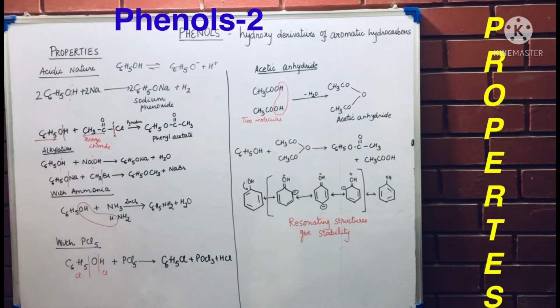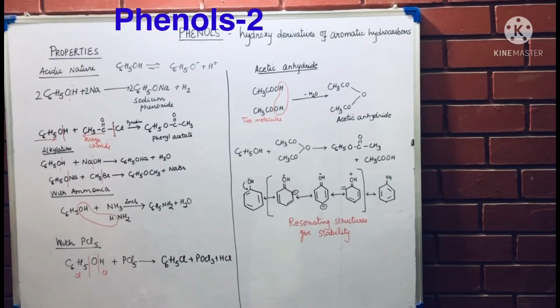With ammonia, a similar reaction. Consider this as HNH2, remove a water molecule, C6H5NH2 formed, and so an amine is formed. Aniline or amine is formed. With PCl5, again like alcohols, I'll divide the compound into three parts, one Cl here, one here. From the center, always POCl3.